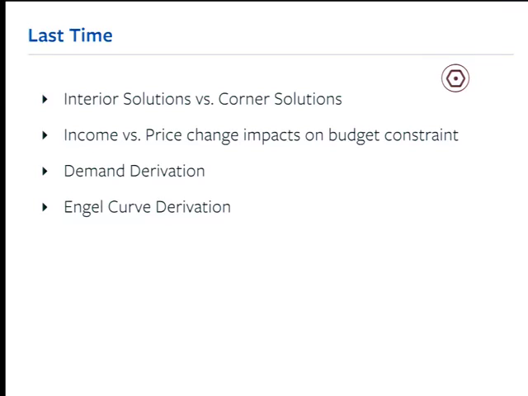Then we talked about something called the Engel curve, named after a very famous economist. His last name's Engel. I'm going to put out a prize, $5 for the person who comes up first to me next lecture, not today, and tells me what the person's first name was and where they were born.